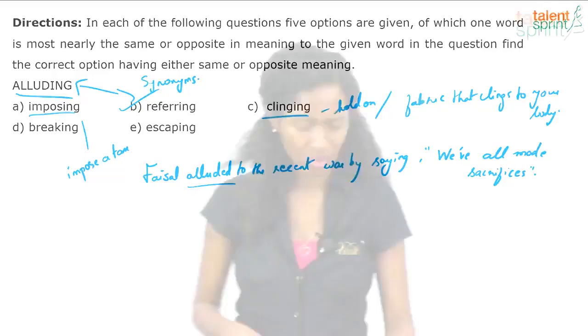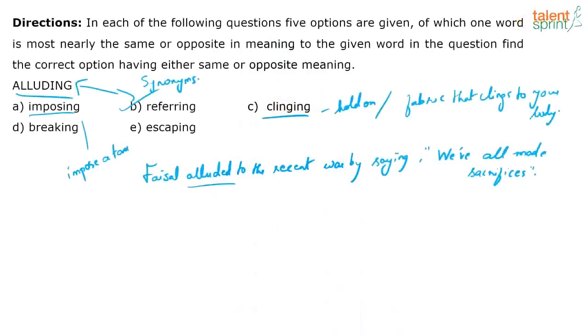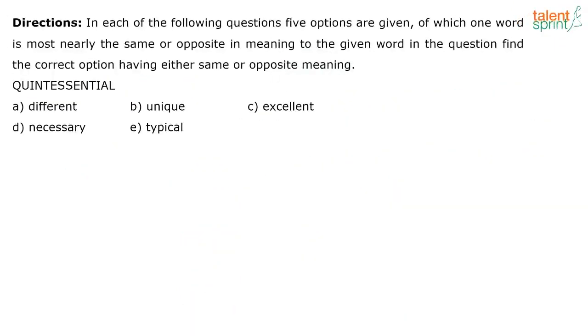So again guys, for these sort of question types, you either know the answer or you don't know the answer, right? If you don't know the meaning of alluding, you will never get the answer right. So if you don't know, skip, move on. Don't waste time. But it's good to try and relate to context, right? Quintessential. Maybe it's a new word. Let me give you a context.